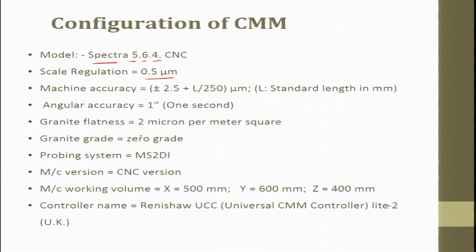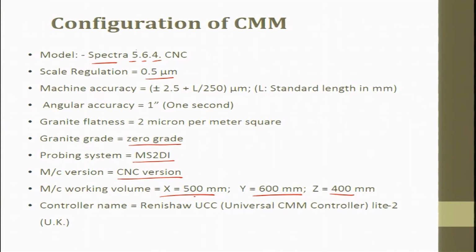Granite flatness: granite is the work table that we have, and it is 0 grade granite, so the flatness is 2 micron per square meter. So it is quite smooth to keep our measuring instruments on. Thermal expansion is also 0. Then the probing system, this is the name of the probing system here. Machine version is the CNC version. Machine volume is, as I said, 564.